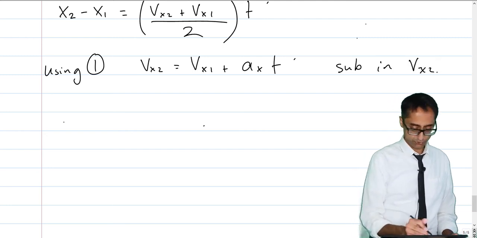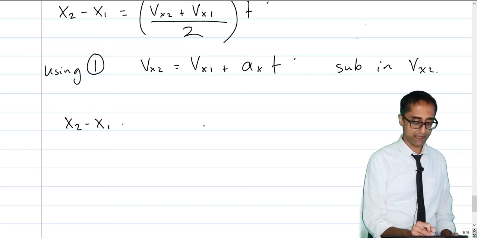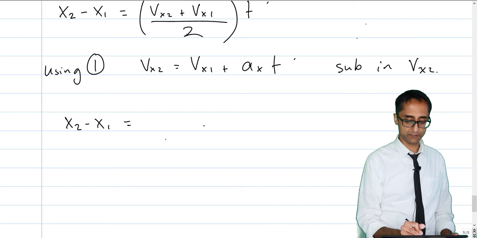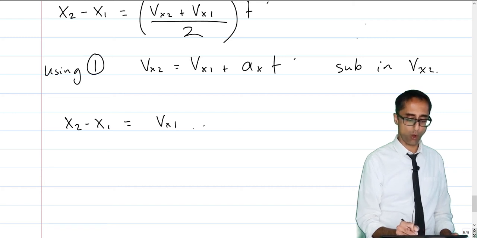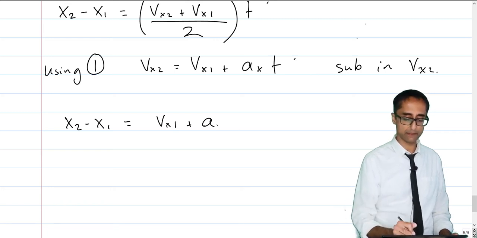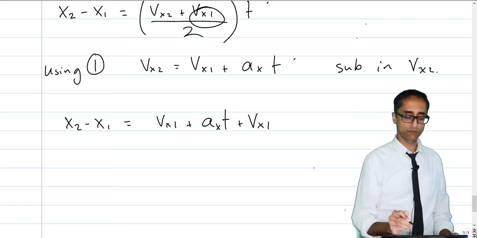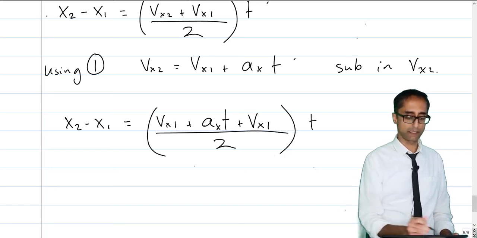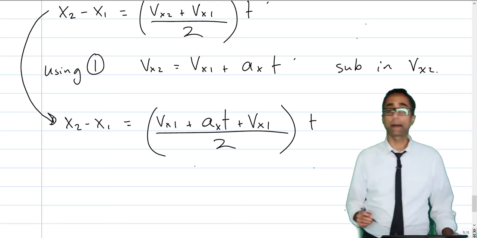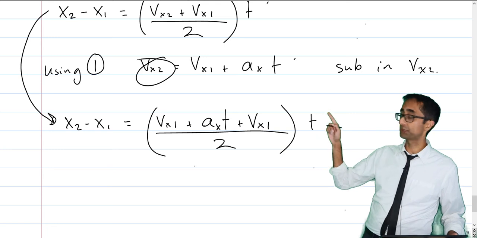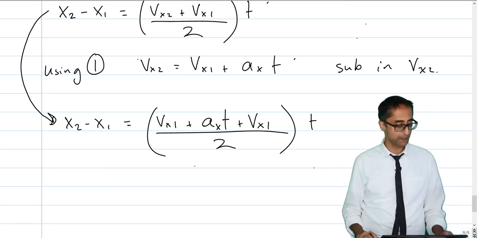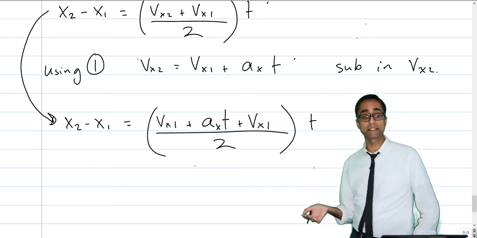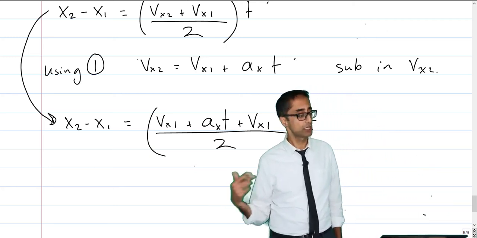Vx2. And so now my equation becomes x2 minus x1 is equal to, well, instead of Vx2, I have Vx1 plus axt. I want to make sure that x is a subscript x. And another Vx1. That Vx1 was from here. And finally, all divided by 2, all multiplied by t. So I've gone from there to there by just substituting in my Vx2 term. Nothing too tough, but I can quickly see that there's going to be some simplifications that can happen with this equation, so let's make them.